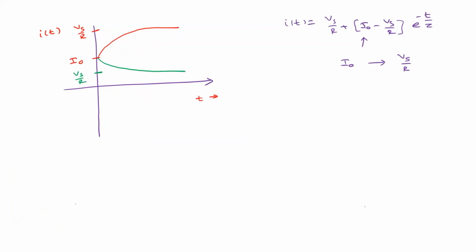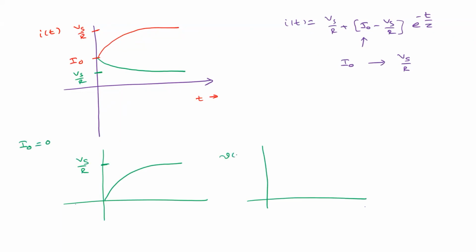If the initial conditions are zero, it will start from the origin and its value is Vs by R. If I naught is not equal to 0 here, then this is its value. So another graph, which is the voltage across the inductor.